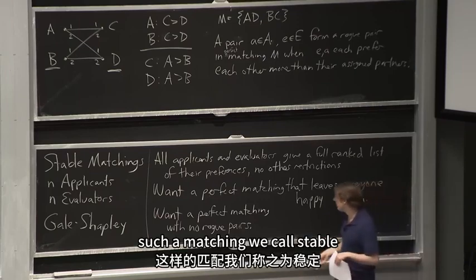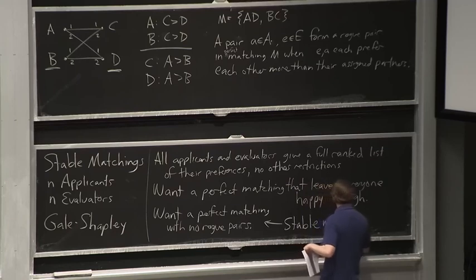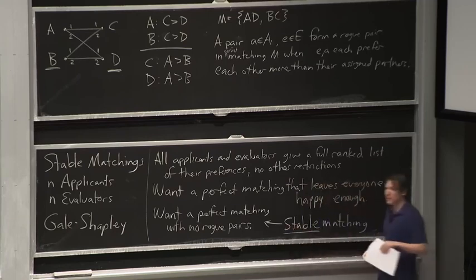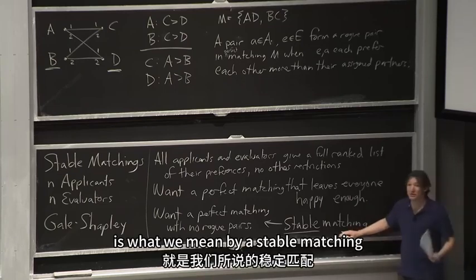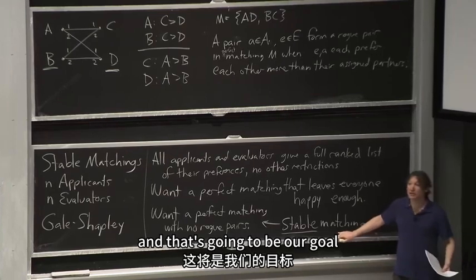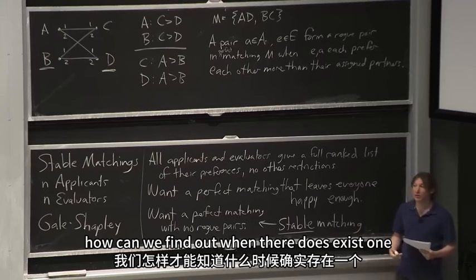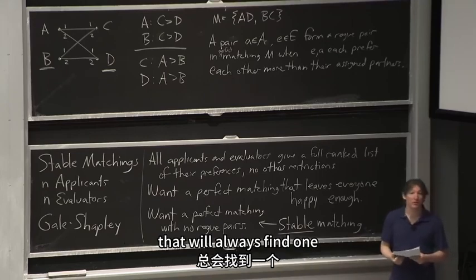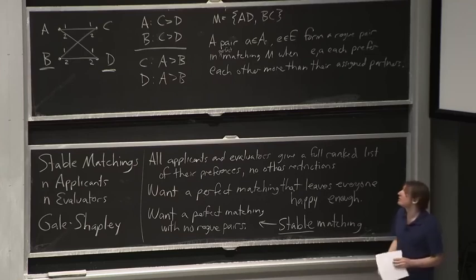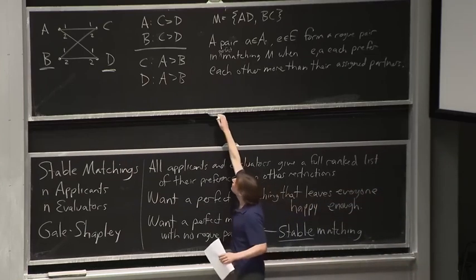Such a matching we call stable. So a perfect matching with no rogue pairs is what we mean by a stable matching. And that's going to be our goal. Does there always exist a stable matching? How can we find out when there does exist one? Can we come up with an algorithm that will always find one if it can? In this example, does there exist a stable matching?